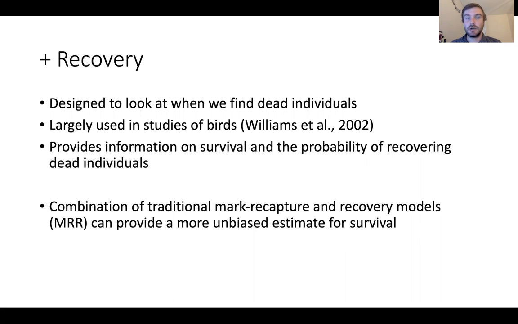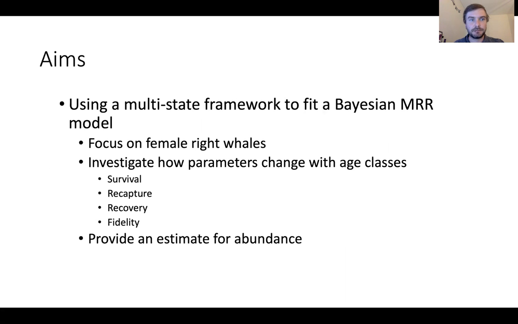So using a combination of traditional mark recapture methods as well as these dead recovery models, in a model that's known as a mark recapture recovery model, we can provide, or hopefully provide, a more unbiased estimate for what survival is for these populations.